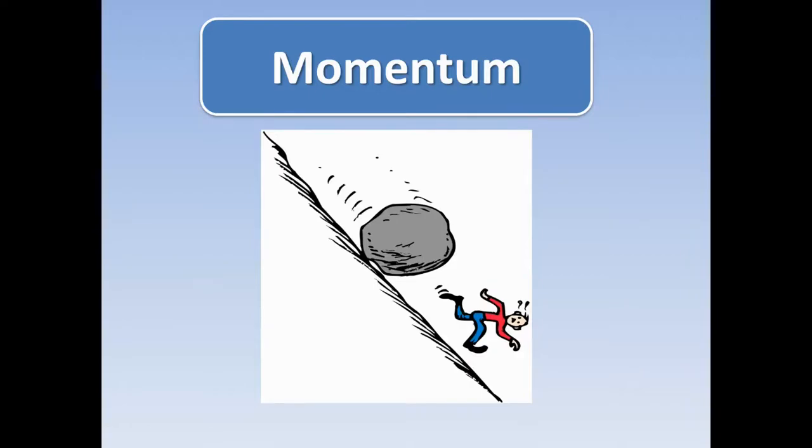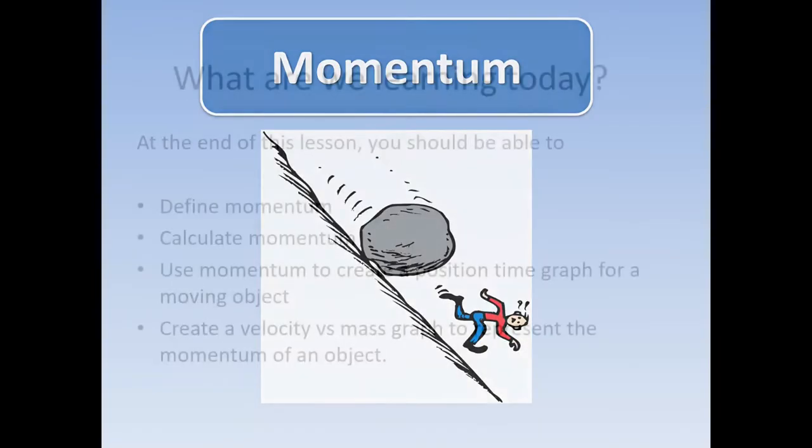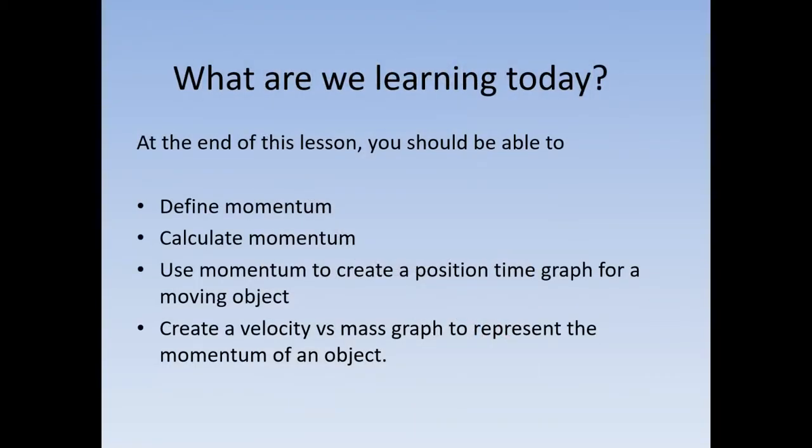We're now going to make the connection between Newton's second law and the idea of a quantity of motion that we call momentum. So once we get done today, we should be able to define momentum, calculate momentum, use the momentum of an object to create a position time graph for that object, and create a velocity versus mass graph to represent the momentum of that object.